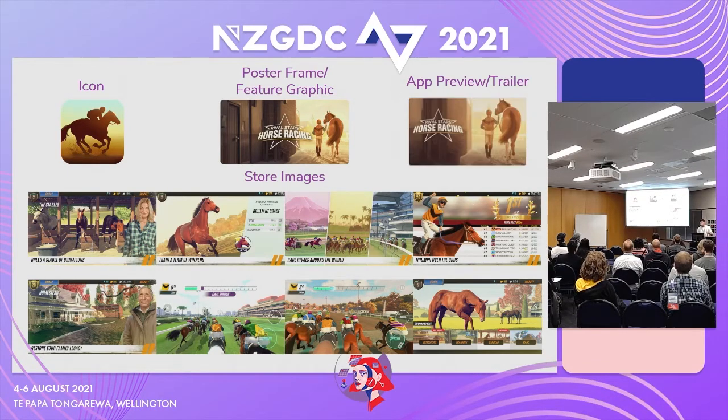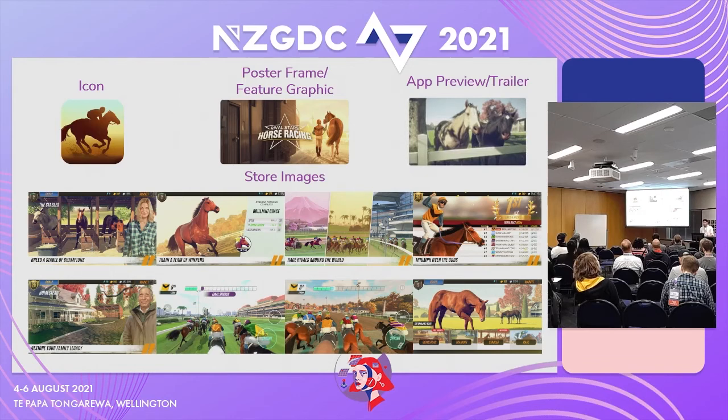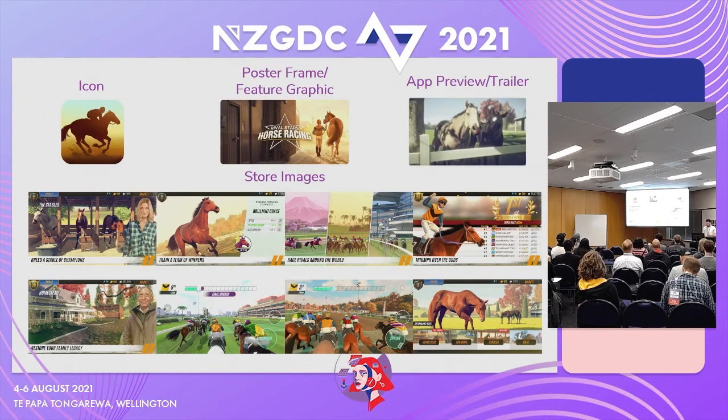It's your most important visual element in the storefront and really needs to be able to sell your game in that single visual icon. And in terms of store images, you can see we've added call-outs to each of the images to reinforce the messaging that we have. So the first image is breed a stable of champions. We want people to feel like they are breeding their own horses and raising them to be winning horses. Train a team of winners, race rivals around the world, and triumph over the odds.